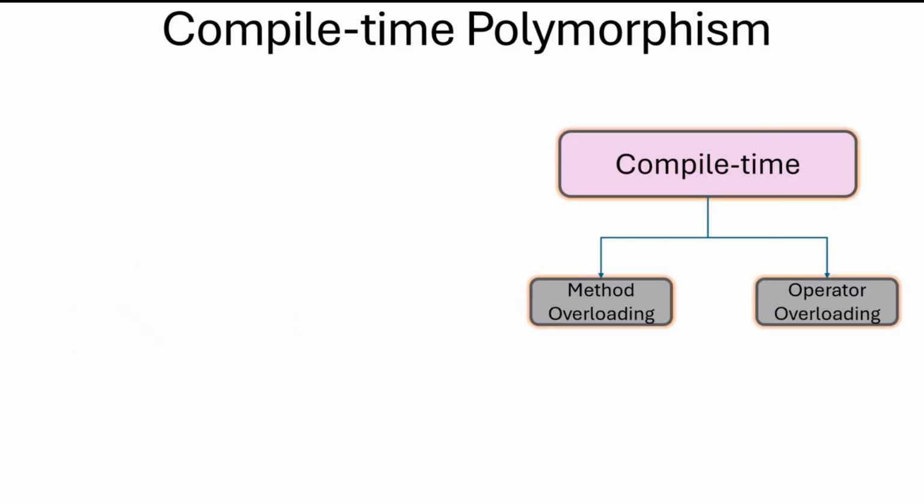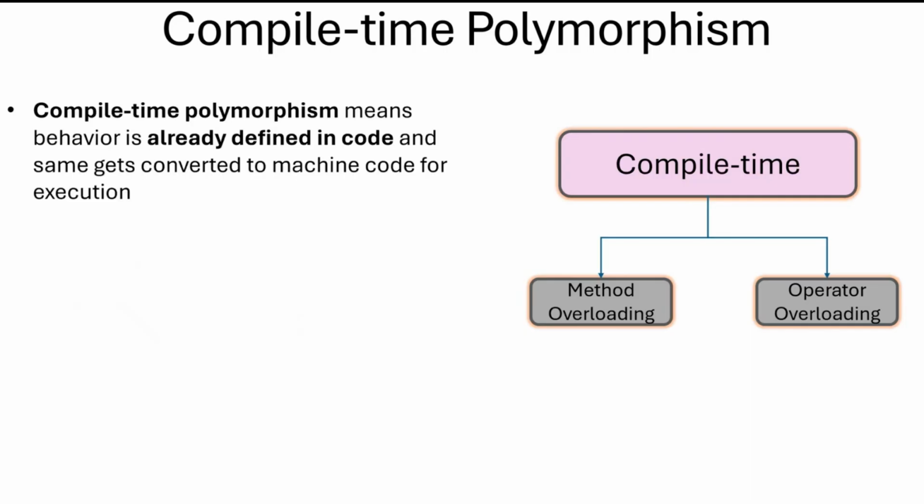Let's understand about the compile time polymorphism. Compile time polymorphism means behavior is already defined in a code and same gets converted to machine code for execution. It means that whatever interface which we want to behave differently based on the object calling it or based on the input data type to that interface, the different behaviors of that interface are already defined in the code, right?